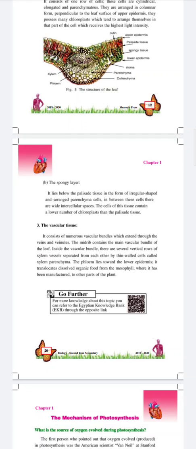Part number 3, the vascular tissue. We have the midrib of the leaf. It contains the main vascular bundle, while veins and venules contain many smaller secondary vascular bundles. There are xylem vessels arranged vertically. Next to xylem, there is a surface of the phloem. Phloem translocates soluble organic food. As we know, xylem transfers water and mineral salts, and phloem transfers food or carbohydrates.